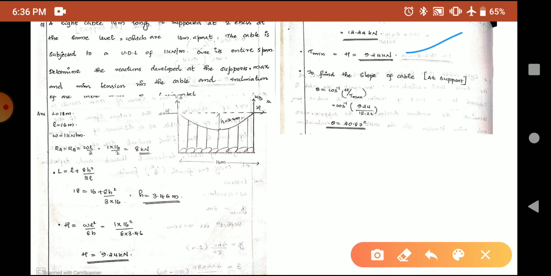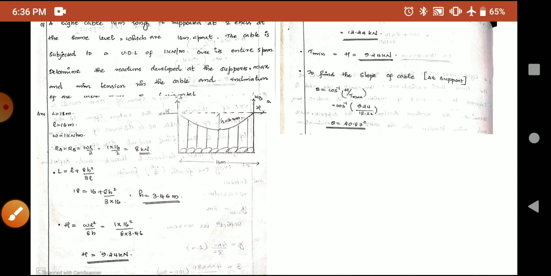Now what is the formula for inclination theta? We know it is equal to cos inverse of H by T max. All the values we know. So solving that, the inclination theta is equal to 40.87 degrees. Okay, clear?